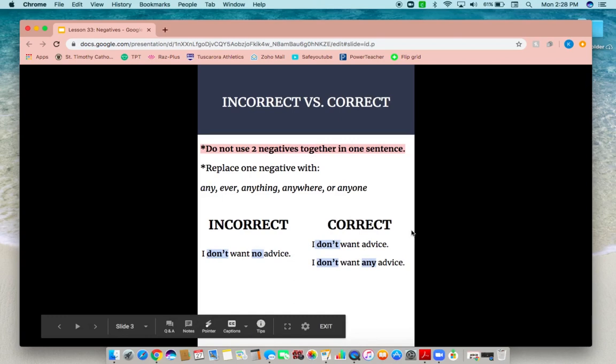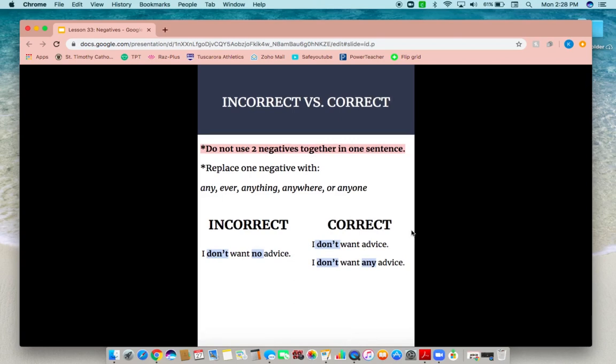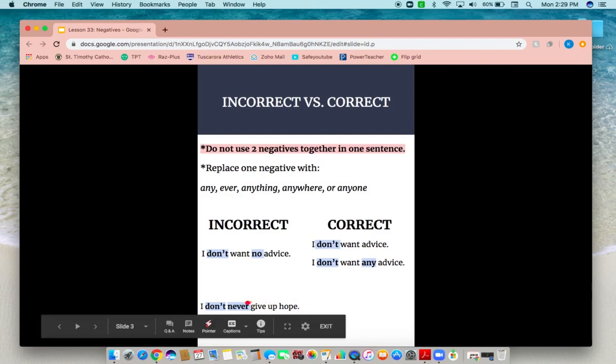So, I don't want any advice. So that sentence still makes sense. And instead of I don't want no advice, we switched no and any, okay? So both of these sentences on the correct side are correct. You could use either one, okay? But just remember, no two negatives together in one sentence.